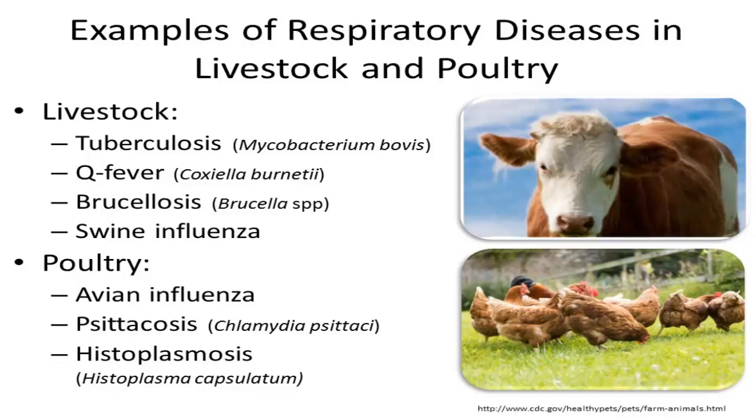In poultry, avian influenza, psittacosis, and histoplasmosis are all capable of being aerosolized. The distance that aerosolized particles can travel and remain infective varies from disease to disease. Although specific distances for all diseases are not known, it is generally accepted that some pathogens require close proximity for transmission, while other pathogens, such as tuberculosis and Q fever, can be transmitted over long distances.